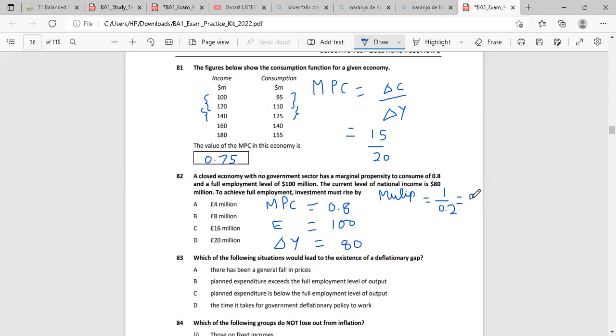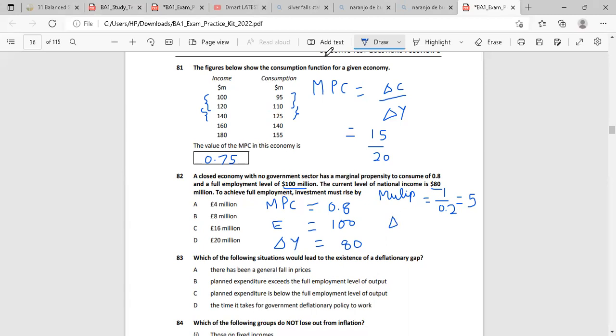Full employment happens at 100, and right now the income we see is at 80. So they should have an additional 20. The income level is at 80, but full employment happens at 100. So the change, delta Y, will be 20.